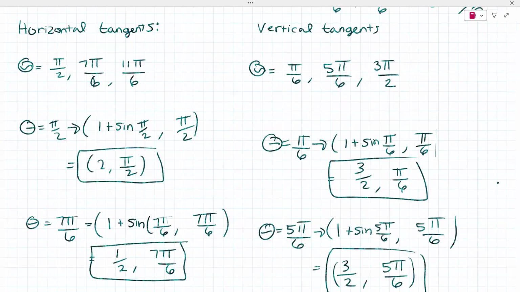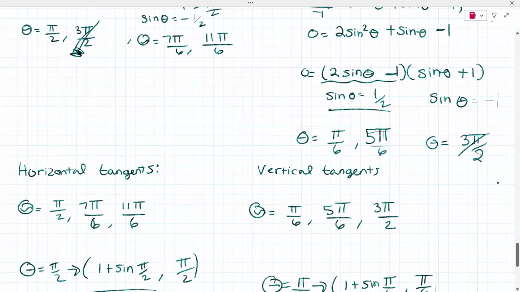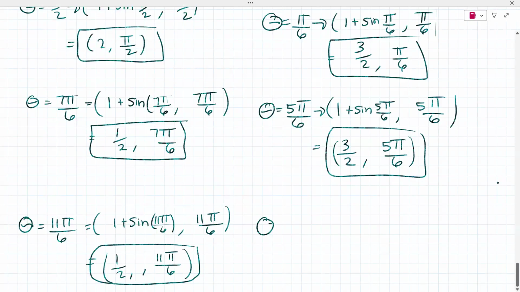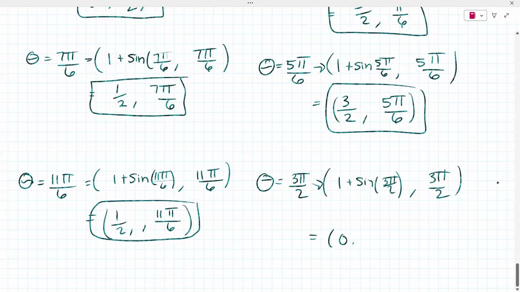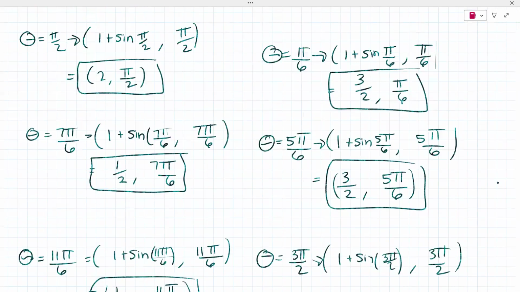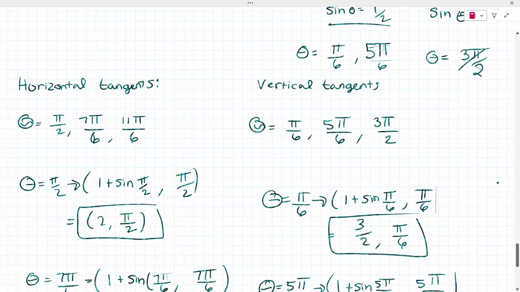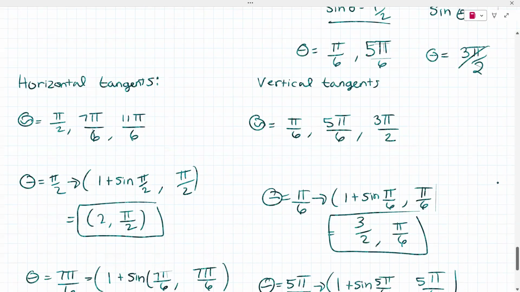And then lastly, for the vertical tangent when theta is 3 pi over 2, that's going to give you 1 plus sine of 3 pi over 2, comma 3 pi over 2. So that's going to give you 0, comma 3 pi over 2. Okay, so yeah, that is the answer for part C. Okay, so we can stop here.